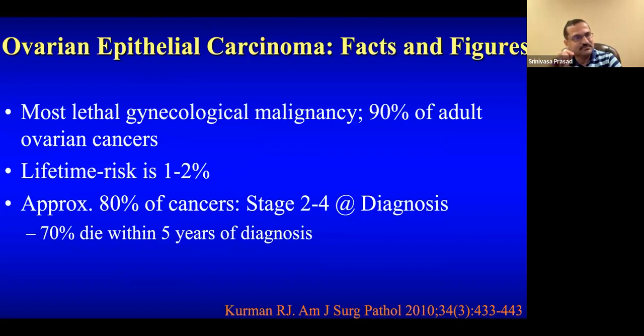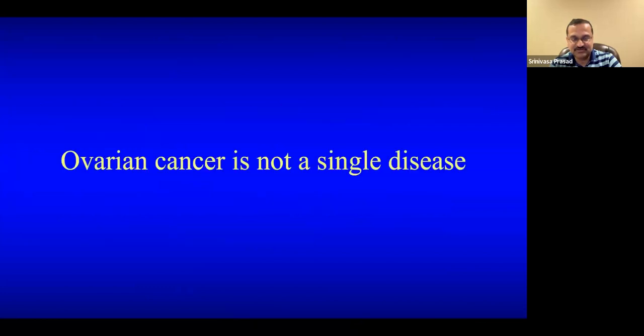First, I would go into the epithelial cancers. These are the most lethal gynecological malignancies, and 90% of all ovarian cancers are of the epithelial type. And unfortunately, despite being quite deadly, most of these patients manifest at a very high stage of disease, and most of them die within 5 years of diagnosis.